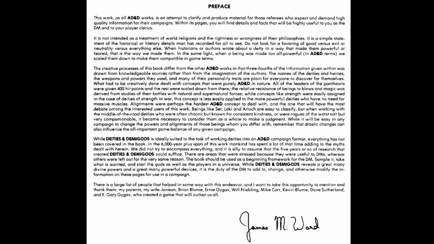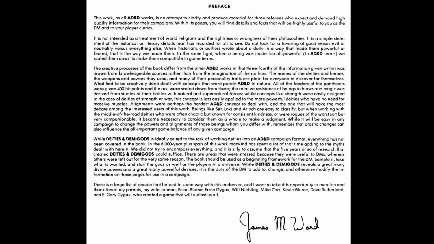The relative resistance of beings to blows and magic was derived from studies of their battles with natural and supernatural forces. While concepts like strength were easily assigned in the case of deities of strength or war, this concept is less easily applied to the more powerful deities who have no need for massive muscles. Alignments were perhaps the hardest AD&D concept to deal with, and the ones that will have the most debate among the interested users of this work. Beings like Set, Loki, Ariok are easy to classify, but when working with the middle-of-the-road deities who were often chaotic but known for consistent kindness, or were rogues of the worst sort but very companionable, it became necessary to consider them as a whole to make a judgment.